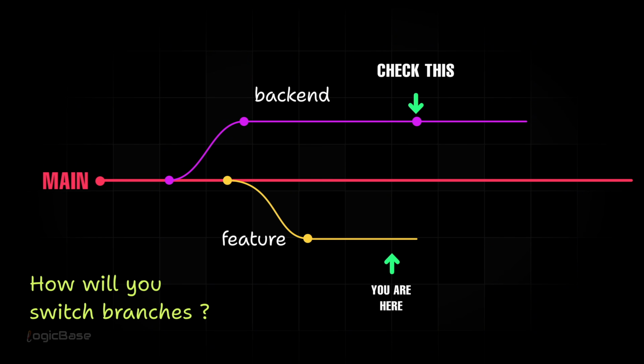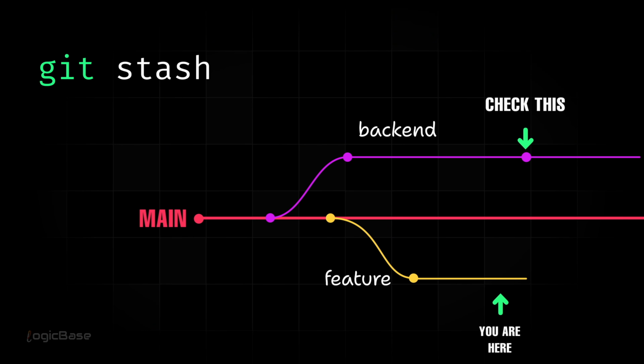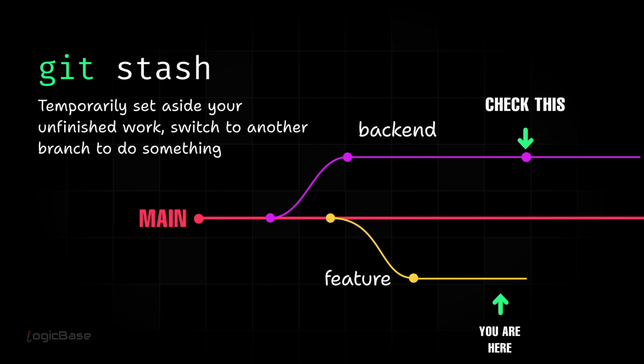Are you going to throw away all your progress using the git restore command? Of course not. There's no reason to go through that kind of hassle when Git gives us a much smarter way to handle this, using the git stash command. With git stash, you can temporarily set aside your unfinished work, switch to another branch to do something else, and later bring all your changes back with a single command. Let's see how it works with an example.